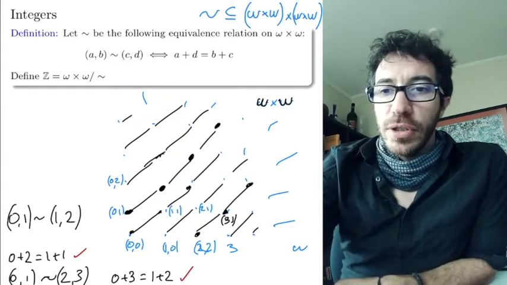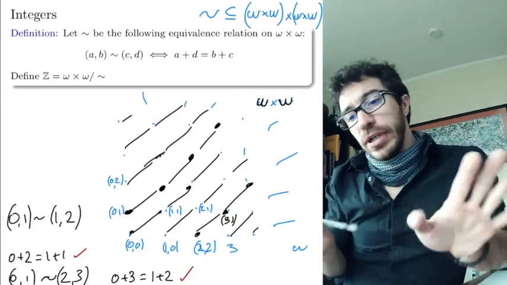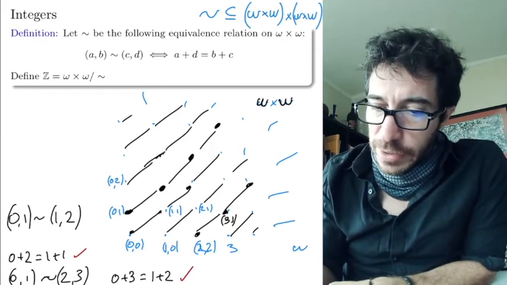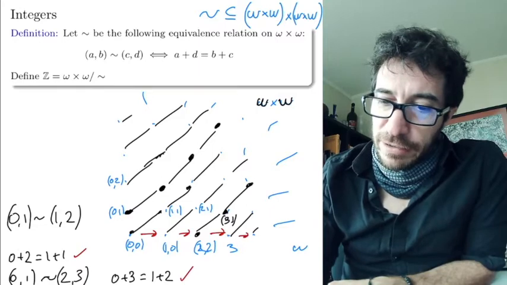Do they look like the integers at all? Well, if you think of them, they have a direction, like the natural numbers, right? That's where the natural numbers go when you add 1. But then you have the negative direction.